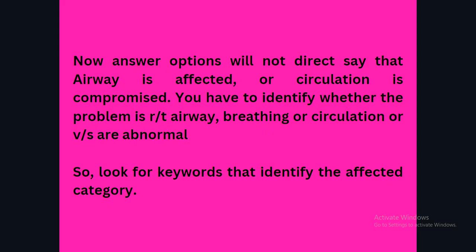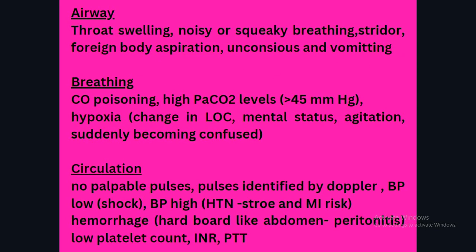Then now the answer options. In a real-life scenario, when you actually sit for the NCLEX RN exam, they will not specify directly that the airway is affected for this patient, or the circulation is compromised. So you have to identify whether the problem statement for the client is related to the airway, breathing, or circulation, or it is abnormal vital signs, or abnormal lab values. So you have to look for the keywords that identify the affected category.